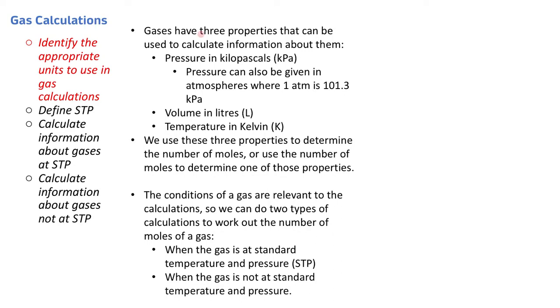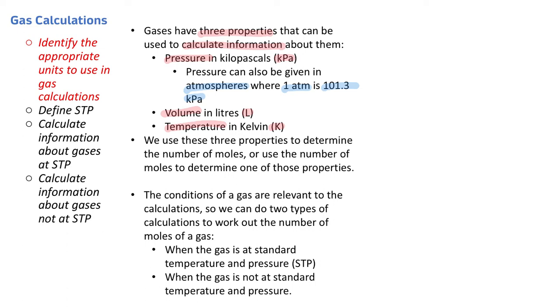Gases have three properties that can be used to calculate information about them. Number one is pressure. Its unit is kilopascals. Then we have volume and temperature. Pressure also can be given in atmospheres, where 1 atmosphere is 101.3 kilopascals, but you will need to convert that unit into kilopascals. So 2 atmospheres would be 202.6 kilopascals, so that's the idea.